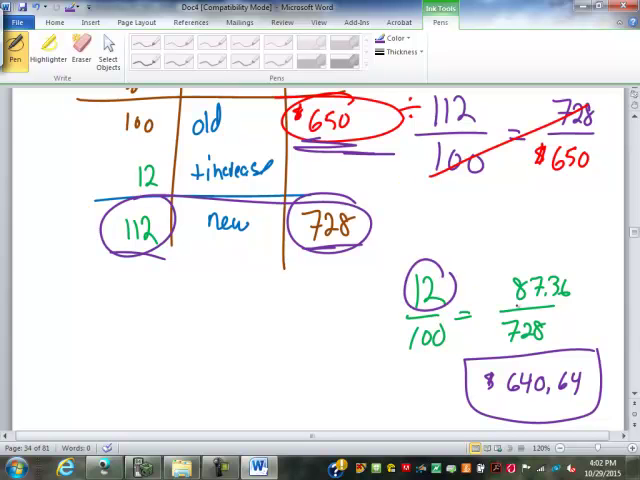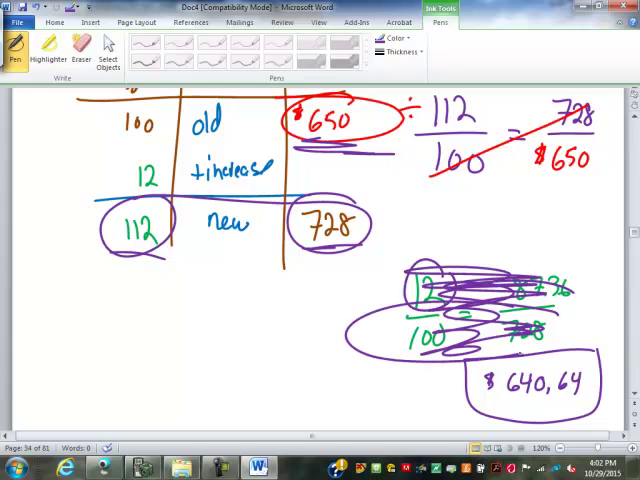Because the 12% is not based off of the 728. Based off of that original amount of 650. So we cannot put the 728 with the 100% because they're not linked together. They don't represent the same thing. You're going to throw one of those on the test. Possibly.